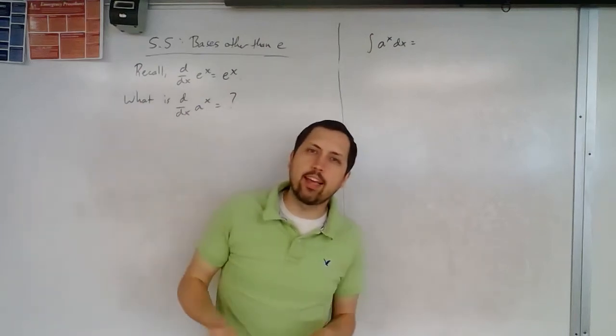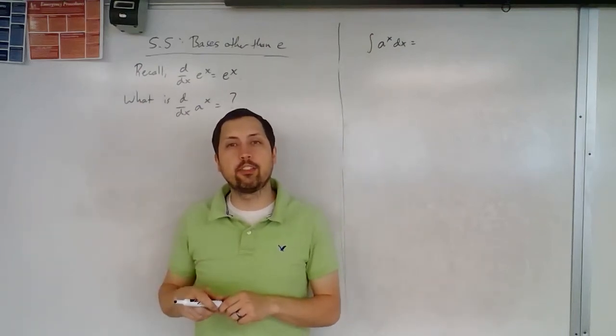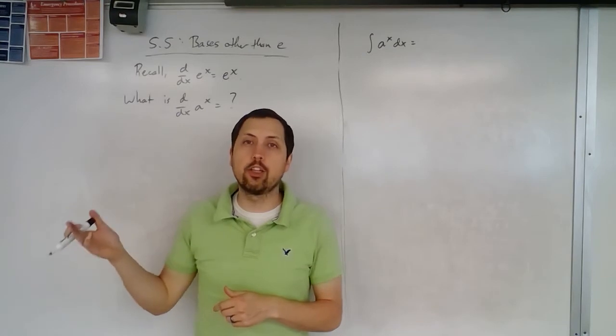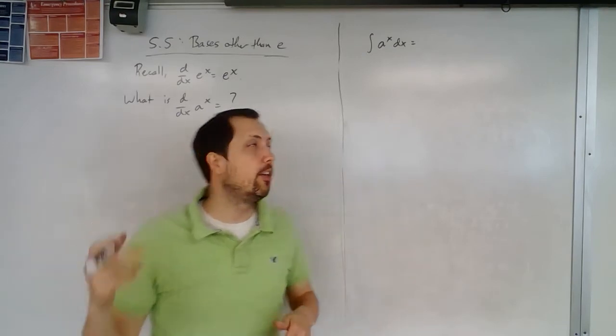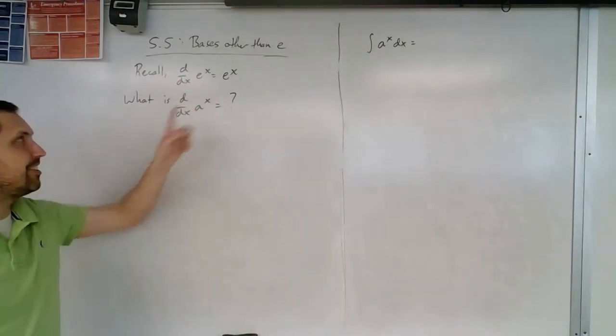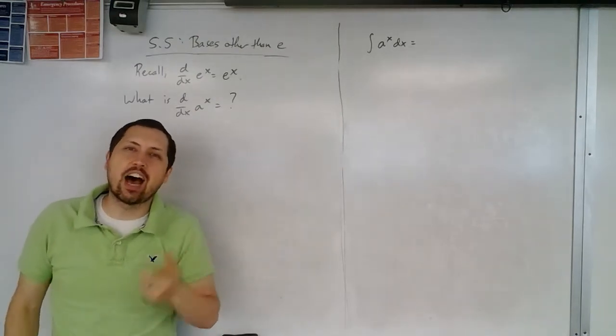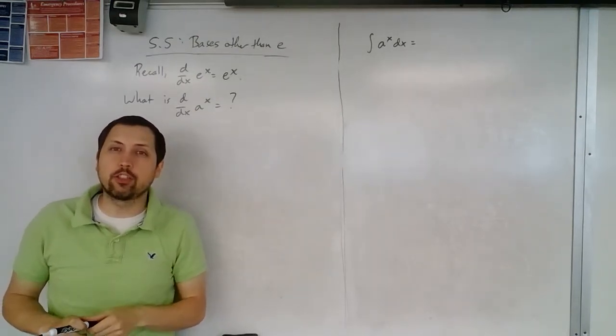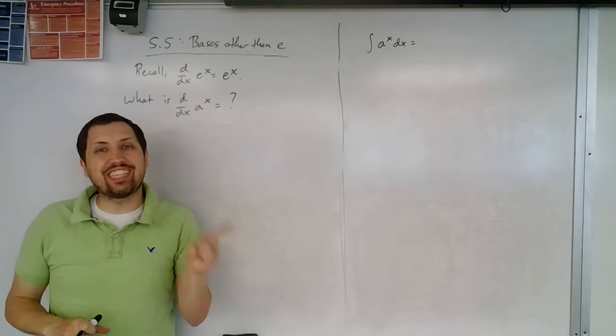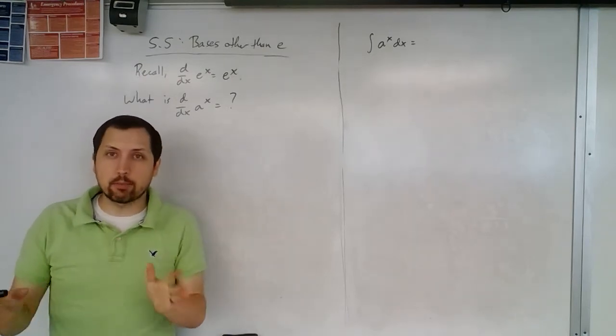So let's summarize a whole bunch of families of exponential functions where the base is not equal to e. Remember, we said that the derivative of e to the x is just e to the x. So what if I have any constant a raised to the x? What is the derivative? We've seen how to do this, so let's summarize it.